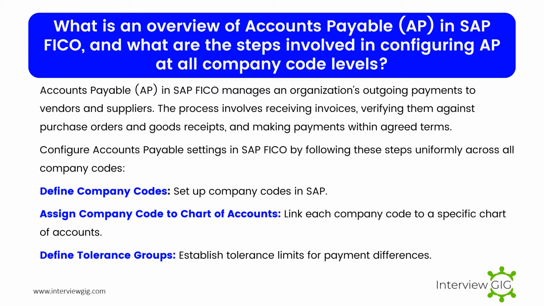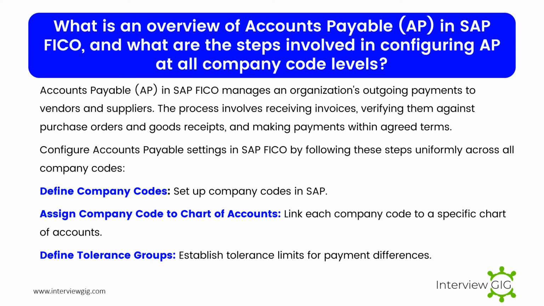Accounts payable, AP, in SAP FICO manages an organization's outgoing payments to vendors and suppliers. The process involves receiving invoices, verifying them against purchase orders and goods receipts, and making payments within agreed terms. Configure accounts payable settings in SAP FICO by following these steps uniformly across all company codes.